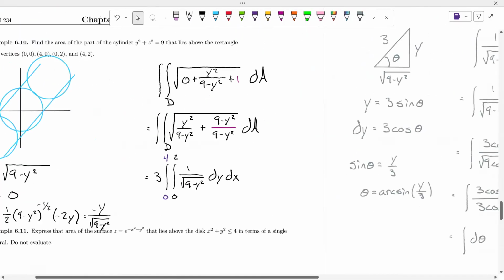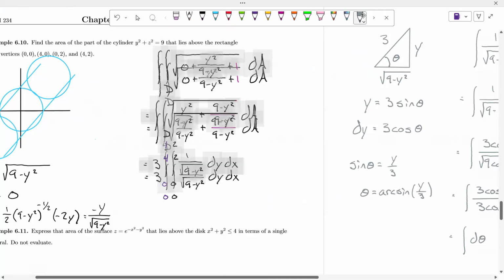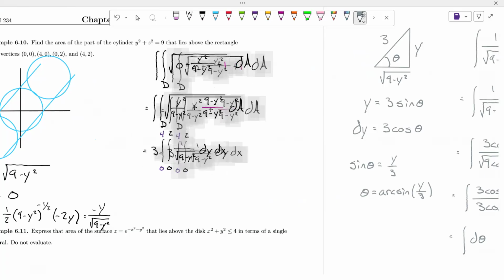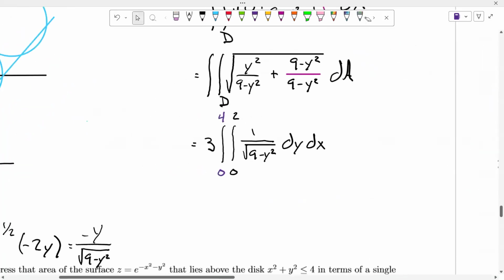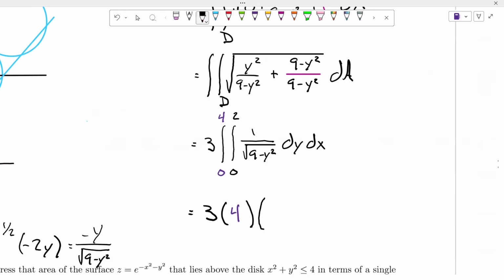So back to right here. Maybe move you up a little bit, make you a bit smaller so that I have space to write an answer down. This thing is equal to 3 times 4 from the dx integral times that y integral evaluated between 0 and 2. We just did all that work to say it's the arcsine of y over 3. So this will be arcsine, or sine inverse, of 2/3 minus the arcsine of 0.